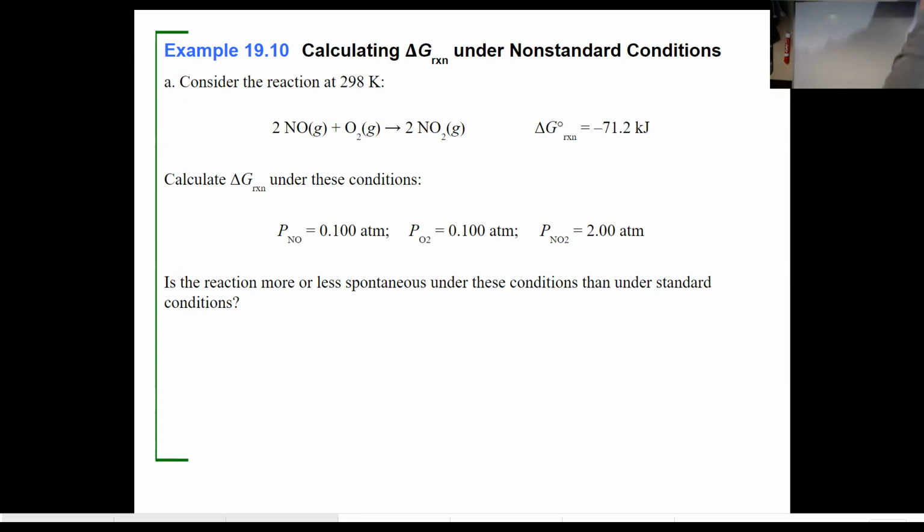So our next question is going to look at how we can calculate delta G when we are not at standard conditions. Meaning that when we're talking about gases, our standard condition is 1 atmosphere. When we're talking about aqueous solutions, that's going to be a concentration of 1 molar. Okay, so we don't necessarily always have reactions that are occurring at those conditions. So we want to be able to calculate delta G when we have other reaction situations. Okay. So we're going to look at that here.